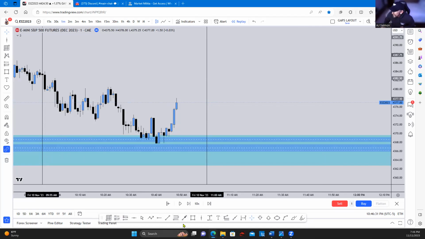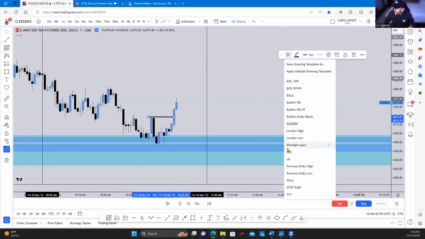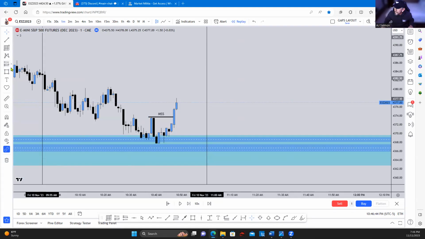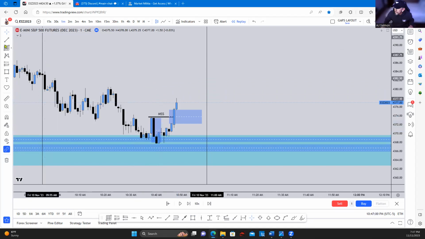All right, so we've created a market structure shift on the 1-minute time frame, breaking this high with displacement, right? So 1-minute market structure shift, leaving this imbalance, bullish fair value gap on the 1-minute. Okay. What else do we have here? Well, we have 2 consecutive down close candles. So we have an order block here.